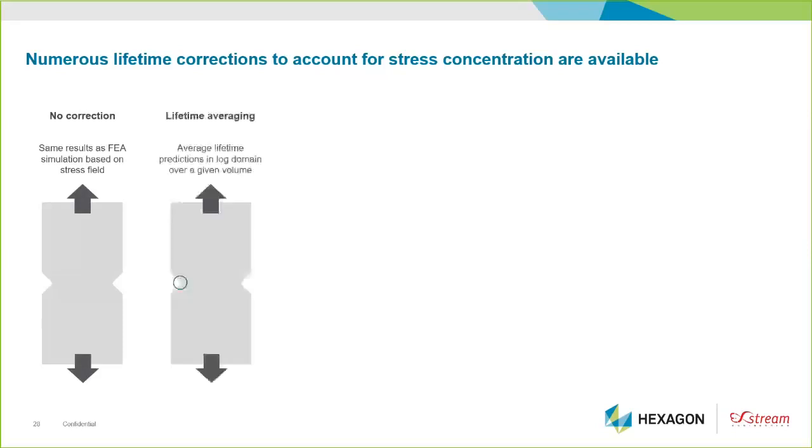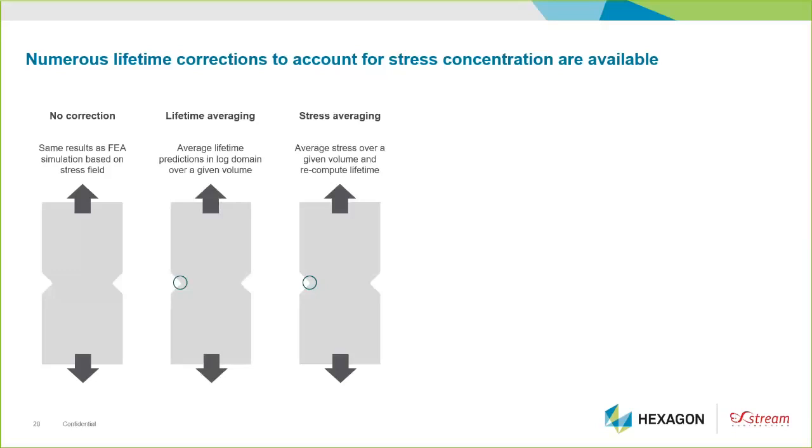The second option is a lifetime averaging. It means that over a certain domain, we will account for the fact that there's an extremum which is most likely underpredicted, and so we will smoothen, accounting for surrounding element lifetime, the lifetime of the hotspot. The third option is to go one step further, to say maybe the stresses were too high, so indeed I will smoothen the stresses and recompute the lifetime in order to have a better lifetime estimate.